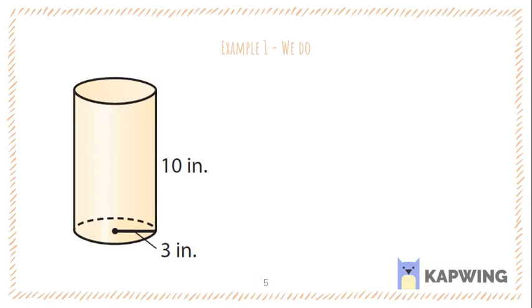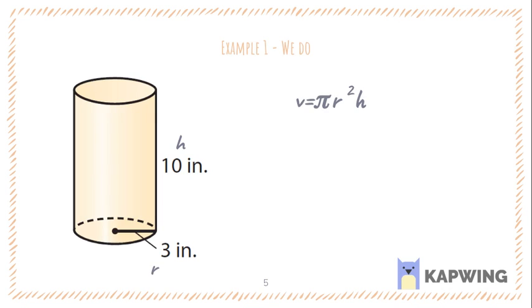So our very first example we're going to look at is just a simple cylinder. Whenever you are solving for these formulas, you want to go through and label what you know first. So looking at the 10 inches first, we know that that is our height. Then 3 inches, it only runs halfway through the circle, not all the way across. If it was all the way across, it would be diameter. But in this case, halfway is going to be radius.